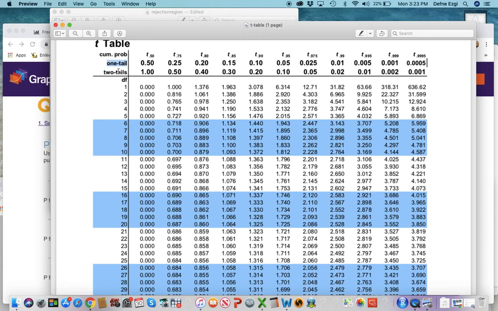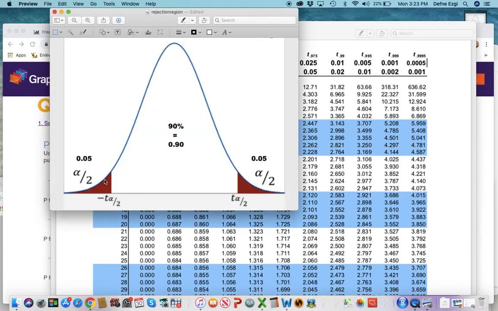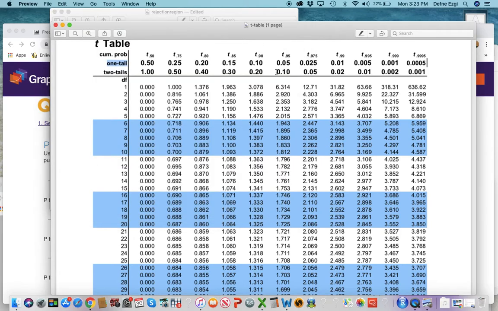And then right above that, you have 1 tail. So that is simply the area of only one of these tails, one of your rejection regions. So that's alpha over 2. And you'll notice that alpha divided by 2, alpha over 2, gives you 0.05. And then the subscript in the first row is cumulative probability.